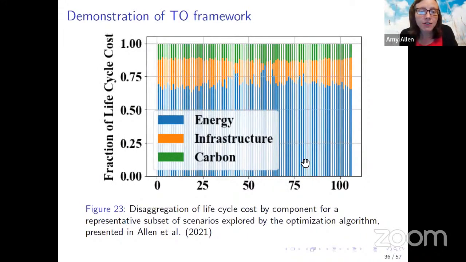This plot shows a disaggregation of life cycle cost by component for a subset of the solutions considered by the optimization algorithm. And one can see that energy costs are a dominant component of life cycle cost, followed by cost associated with infrastructure and those with a price on carbon.